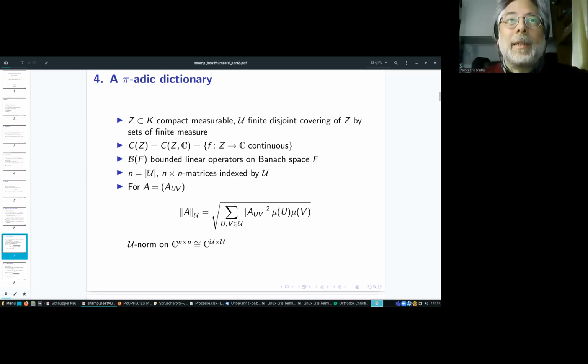And n is the size, the number of patches in our covering U, and we look at n times n matrices, but they will be indexed by U. So we can write the matrix space as C to the power of U times U, and we will have a norm on this space for a matrix. We will write the norm, depending on U, as the square root of the sum over all the patches in U, take the matrix entries' absolute value squared, and weighted with the measure of U times the measure of V inside the square root. This defines a norm on the space of matrices.